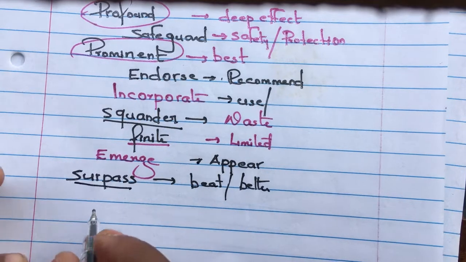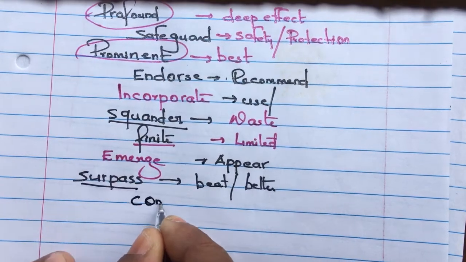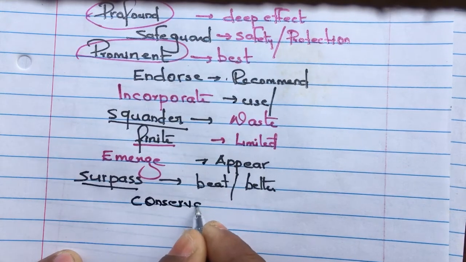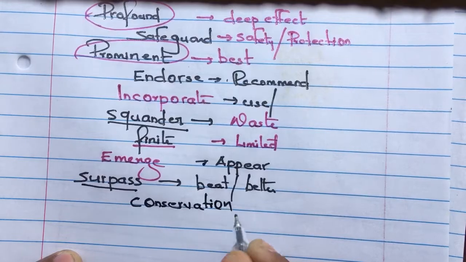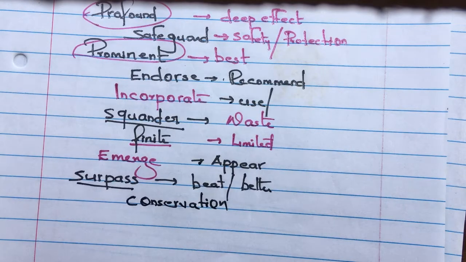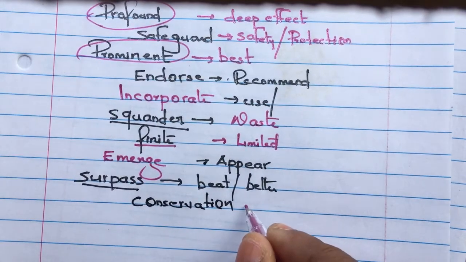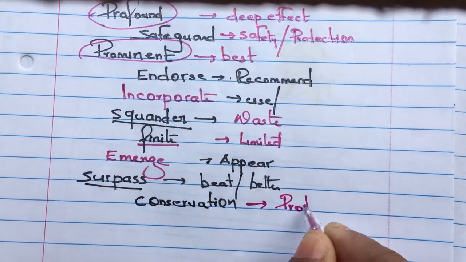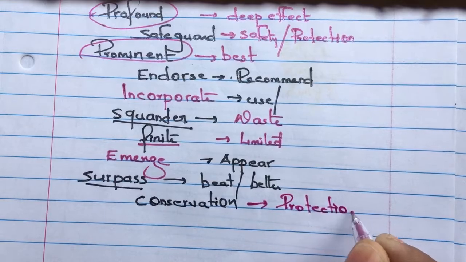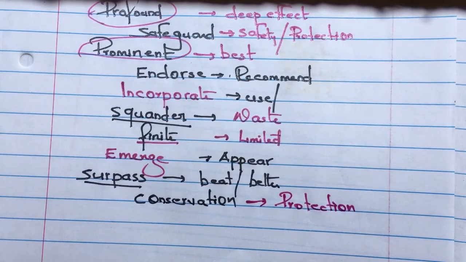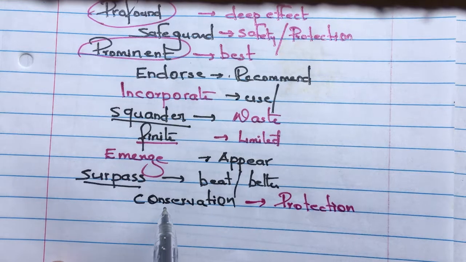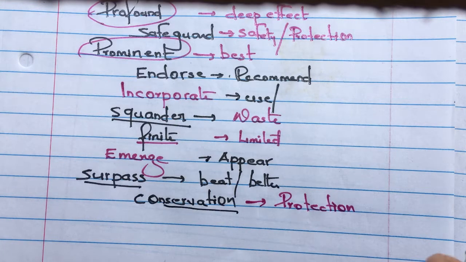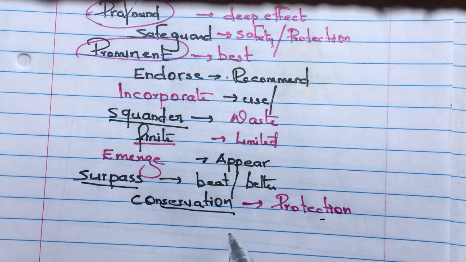Next is another word you must have heard, conservation. My handwriting is not that proper, I hope you can read it. Conservation means protection. So instead of protecting the wildlife, what are you going to say? Conservation of the wildlife, or conserving the wildlife, something like that. So next time when you use protection, change it to conservation.